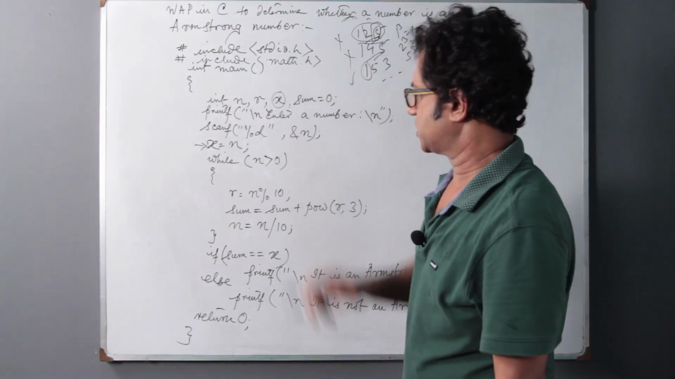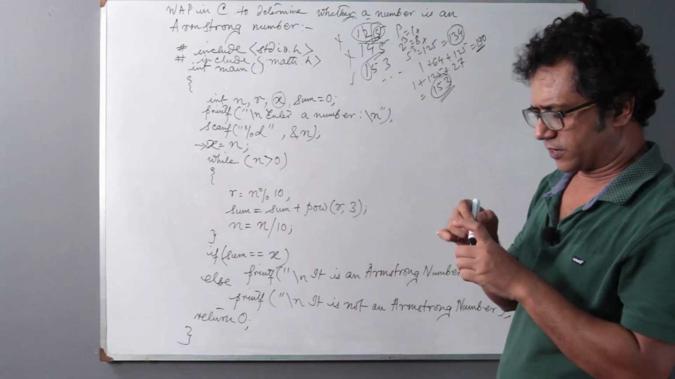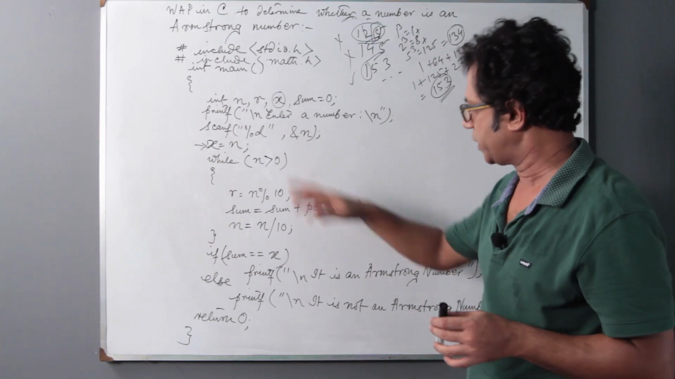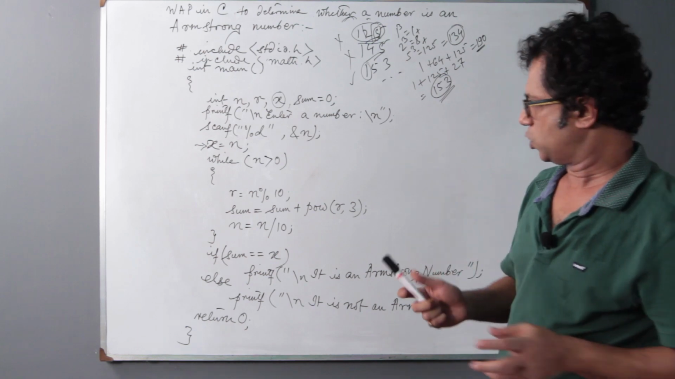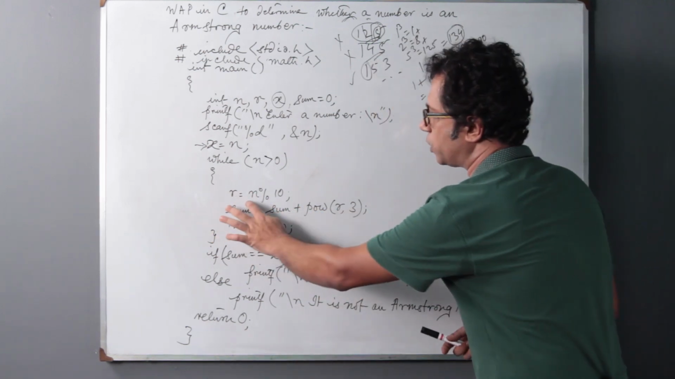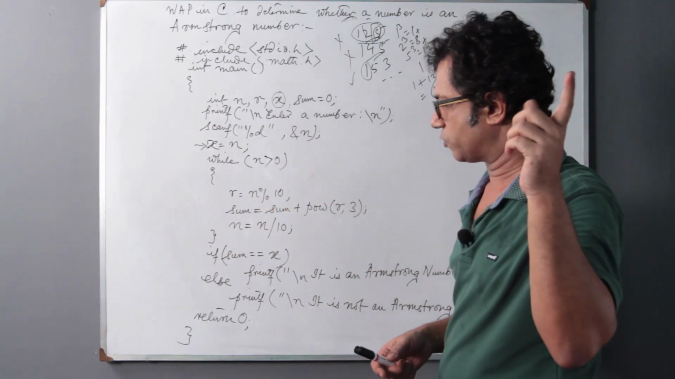Now we come to the next line, that is while n greater than 0. So as long as n is greater than 0, or as long as n is a positive non-zero number, we are going to iterate through this looping sequence. Now we come to the first line of the while loop, that is r is equal to n%10. That is quite similar to the sum of the digits program, as you can recall.